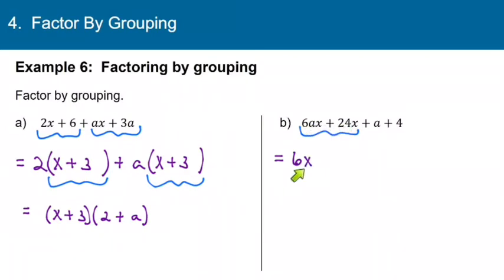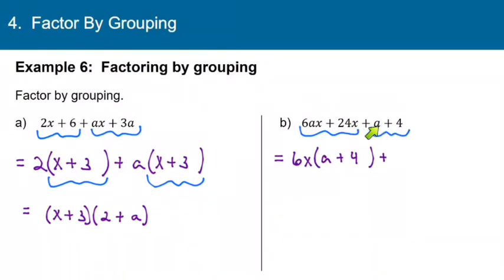So our GCF will need to contain an x. Okay, now 6x times a makes that first term, plus 6x times 4 makes that second term. Okay, now we're going to have a plus sign to get to our second group.